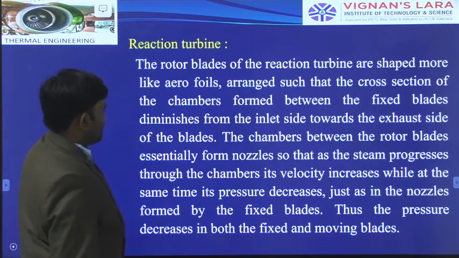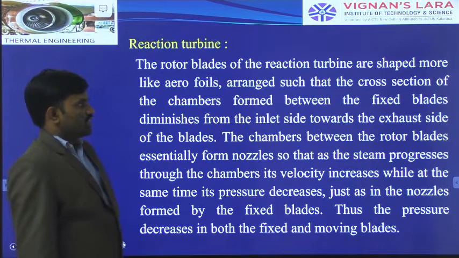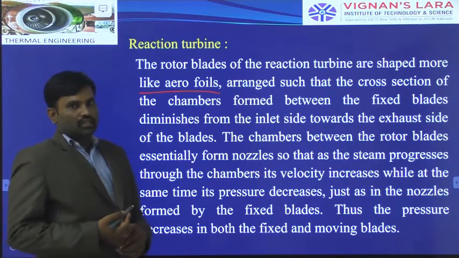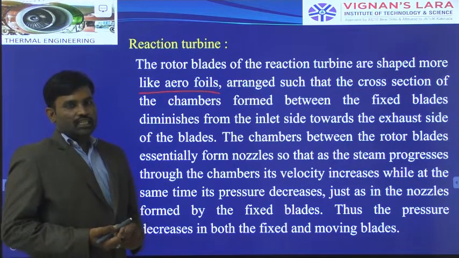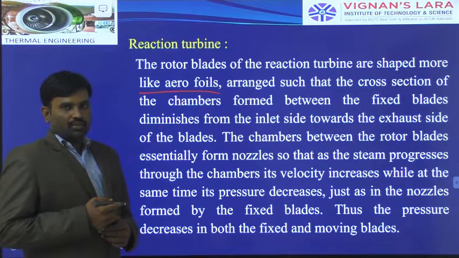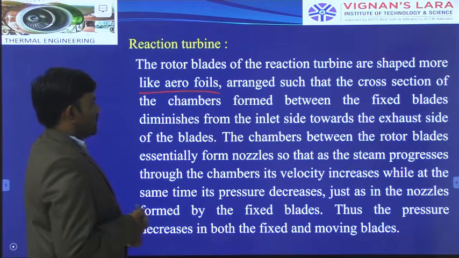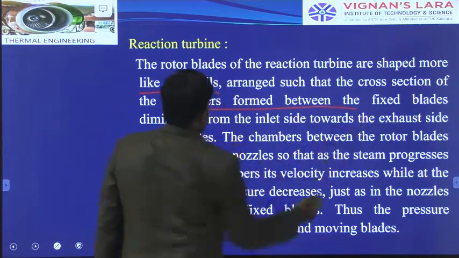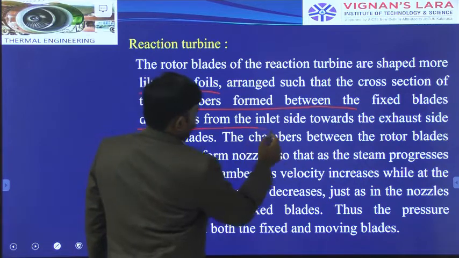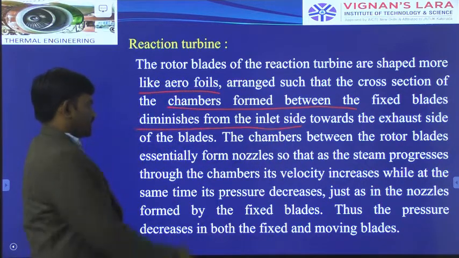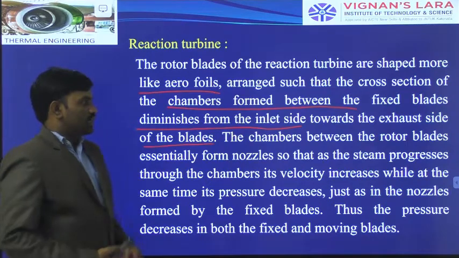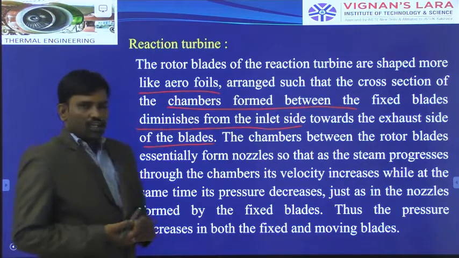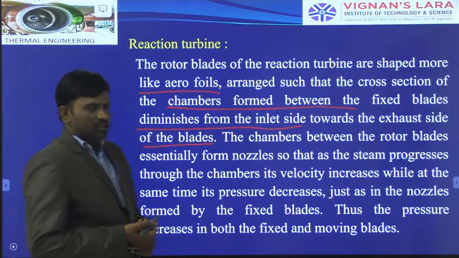And in case of reaction turbine, the rotor blades are shaped more like aerofoils. Aerofoil shaped blades we are using, while in case of impulse turbine, bucket shaped blades we are using. They are arranged such that the cross section of the chambers formed between the fixed blades diminishes from the inlet side towards the exhaust side of the blades. Here we are using fixed blades and moving blades, while in case of impulse turbine, we are not using any moving blades, only fixed blades.